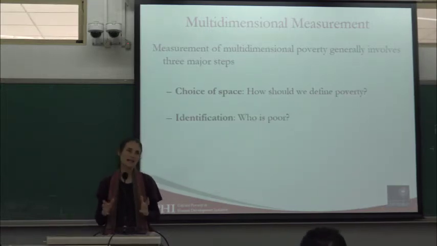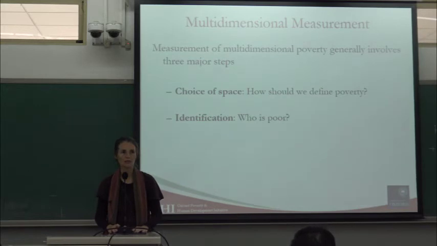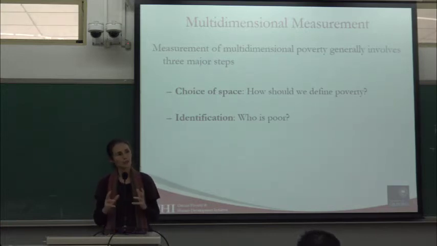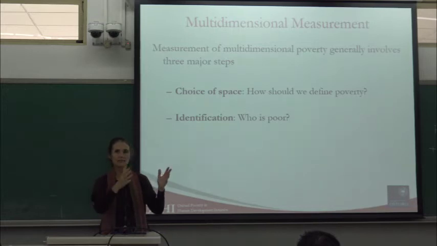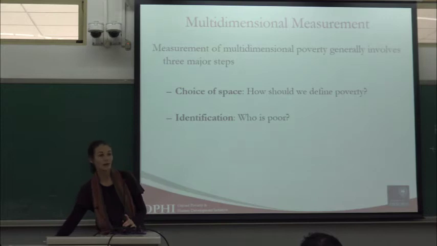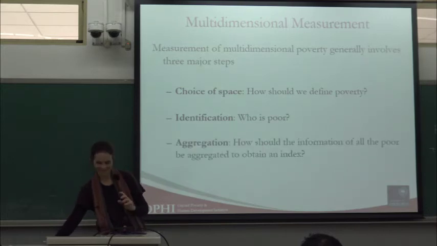And then there are the same 2 steps in multidimensional poverty measurement that we saw in unidimensional poverty measurement, drawing on Sen 1976. So the first step is to identify who is poor, very clearly who in this room is poor. And the second is what? Cool, aggregation.